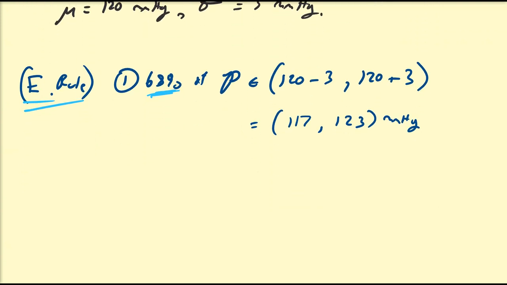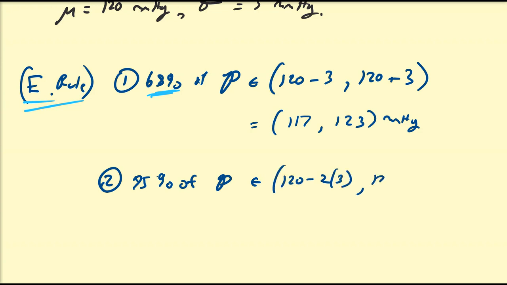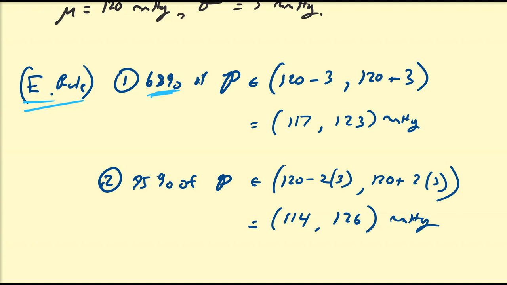you want. So similarly, 95% of the population is going to be within the interval 120 minus 2 standard deviations and 120 plus 2 standard deviations, which is going to be equal to 120 minus 6, which is 114, and 120 plus 6, which is 126 millimeters of mercury. So therefore, there's a 95% chance that you randomly select a person from the population and their blood pressure is between 114 and 126 millimeters of mercury.